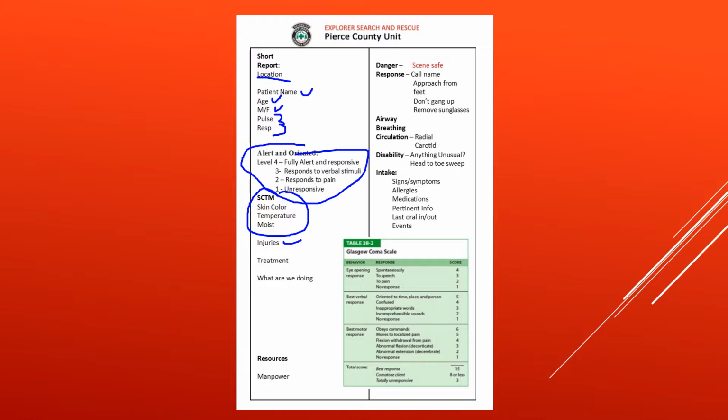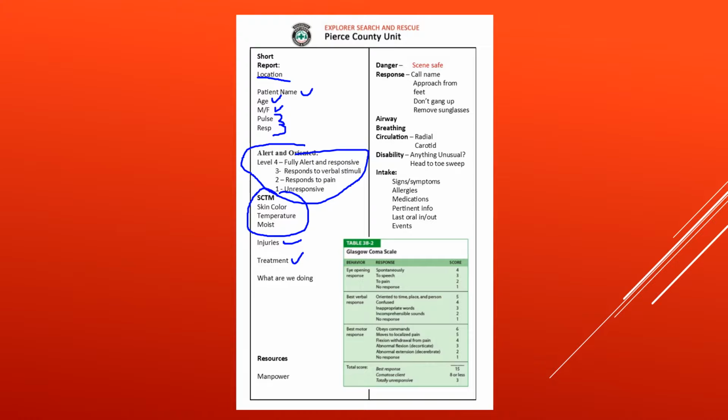We want to know, in general, the person has a broken leg, or they fell and hit their head, or they're cold, or they're dehydrated. What's going on with them? We want to know what you're doing to treat them, as far as we're warming them up, we're giving them a hot beverage. And then we want to know what you are doing to get yourselves out of there.